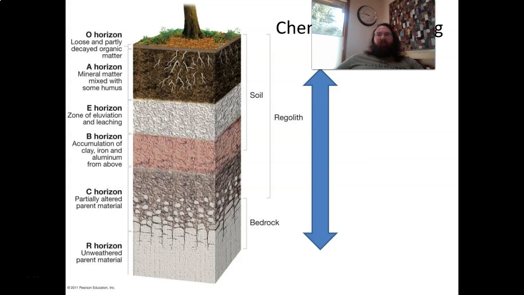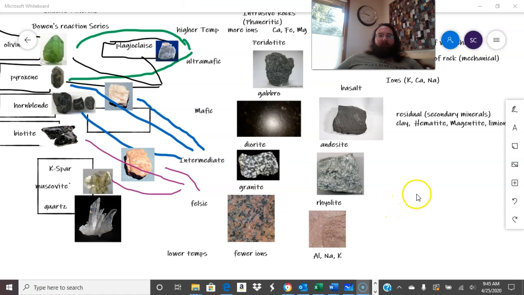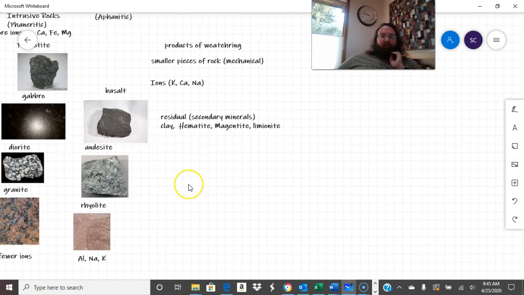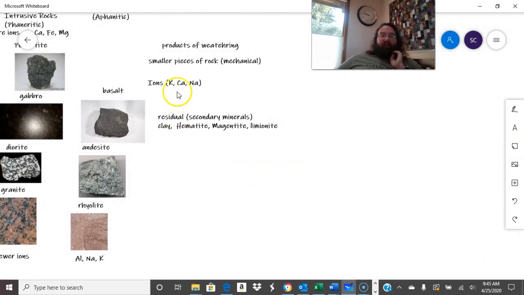Now we're going to look at what happens when these various weathering products are transported and the kinds of deposits they form. So if we revisit our sort of Bowen's reaction series, we talked about how you're basically breaking down, you're getting three different products of weathering: smaller pieces of rock, ions, and then what we call residual minerals. So we're going to focus on how each of these is going to have a different sort of travel history.